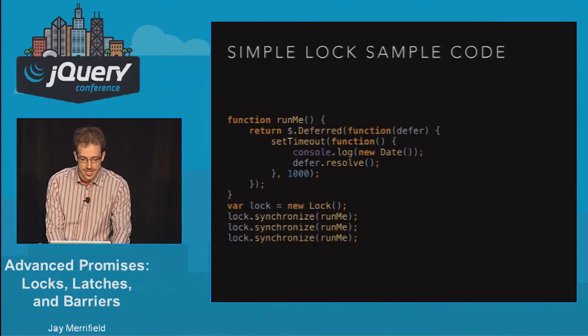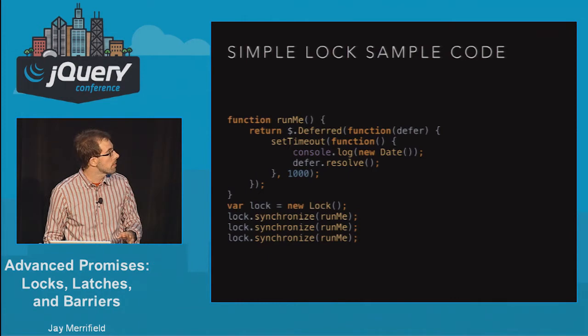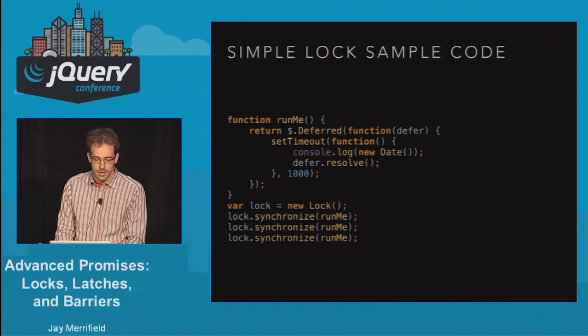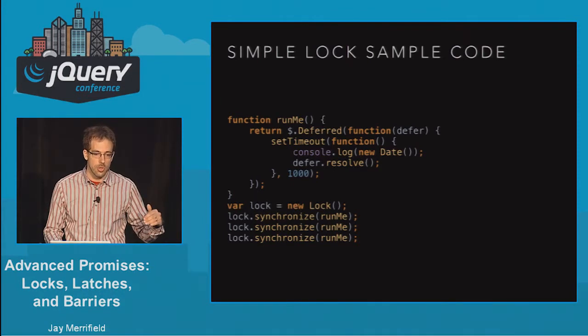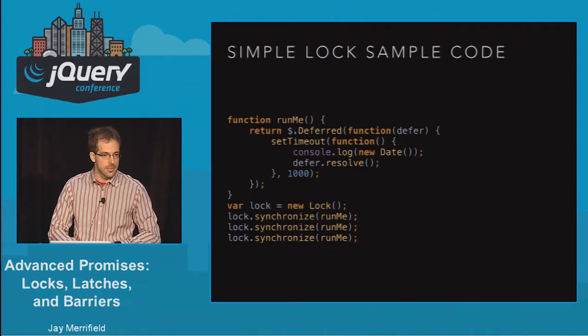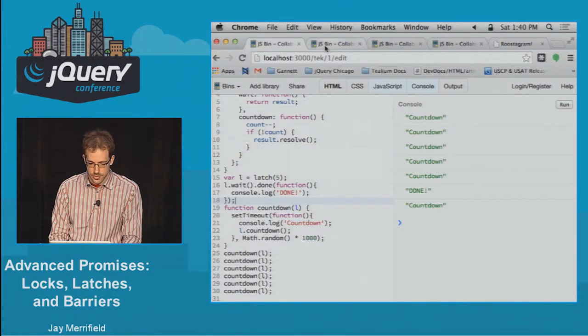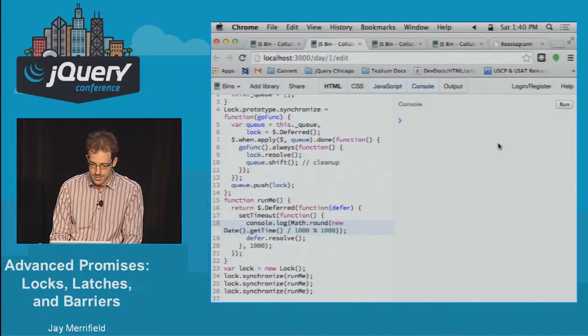A nice example of this is that we're going to run a simple timer that's wrapped by a promise, and we're going to log out the time. What we should see is every second a new date statement. We shouldn't see them all running at once. We should see them one after the other. So I'm going to switch over. I've simplified the date function a little bit so it's easier to read. I'm just going to run this and we're going to see.